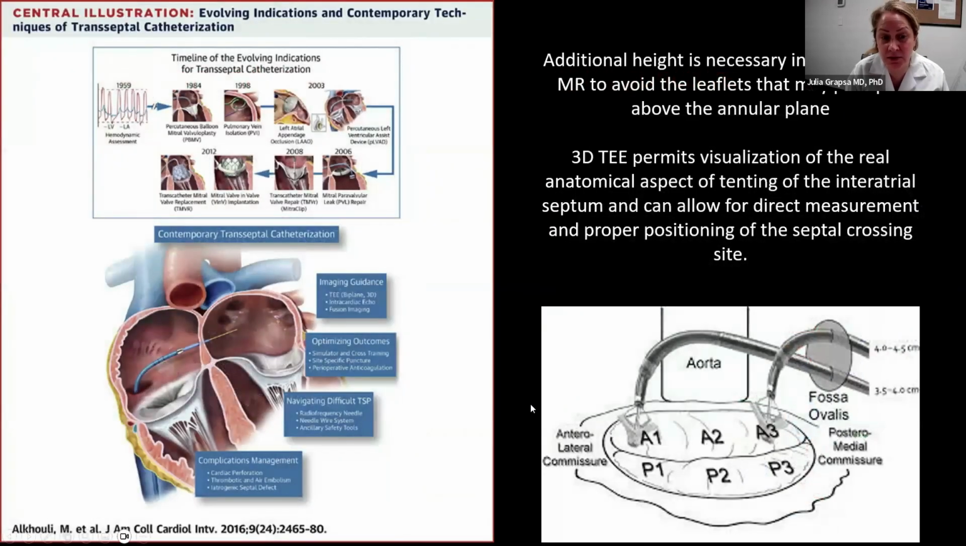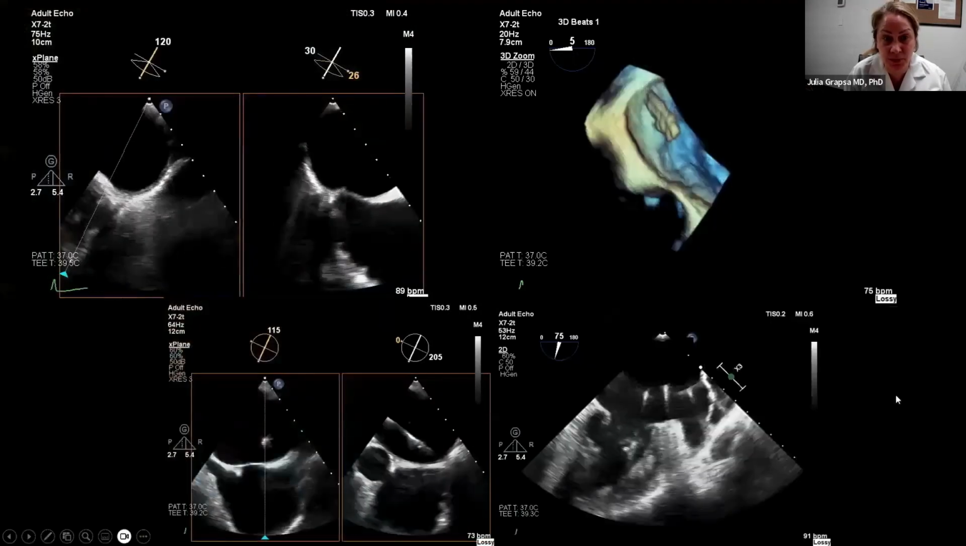And here is a great central illustration from JACC Interventions, from this review paper from Mohammed Al-Kulif in 2006, where you will see practically the qualities of 3D transesophageal echo that help us guide the transeptal puncture. It visualizes the real anatomical aspect of the interatrial septum, and then we measure directly 3.5 to 4 centimeters, or more than 4 when we have degenerative mitral regurgitation.